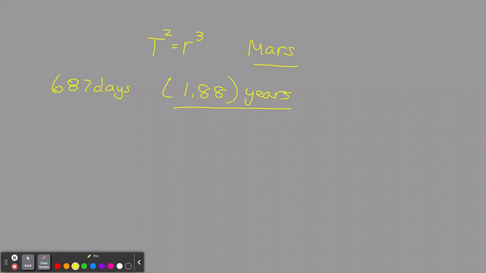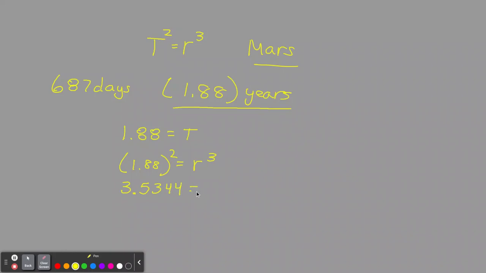You have the orbit time, right? 1.88 is t. But we don't want t. What do we want? Want coffee? No, we want t squared, right? So we're going to say 1.88 squared equals what? R cubed. And what is 1.88 squared? Well, just do it on your calculator, right? It's about 3.5344.